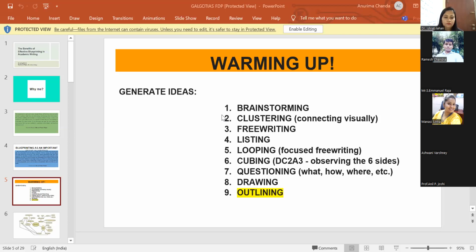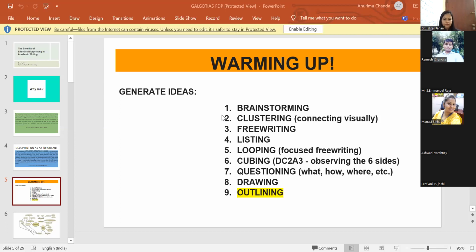Listing is something that all of us understand. We make copious lists. We fail to keep up to these lists. So think of listing also in a similar fashion. Listing out things that you think you need to say, removing things from a list, adding more things to a list. Looping is again a very focused way of free writing where, as with clustering, you just write and you do not edit.